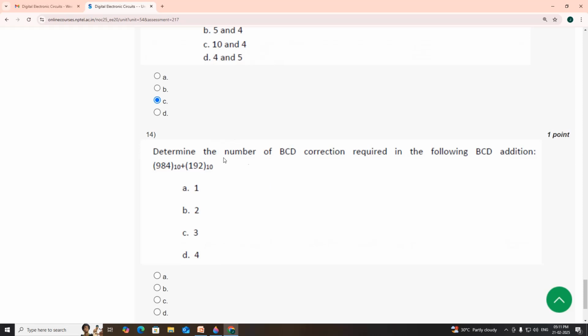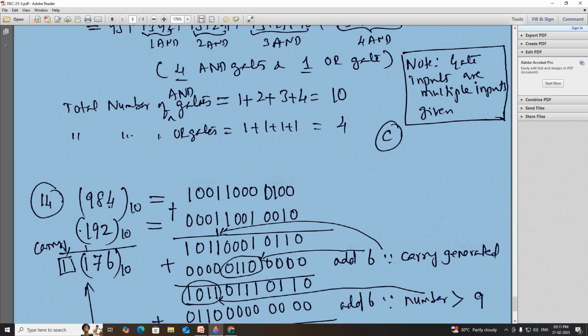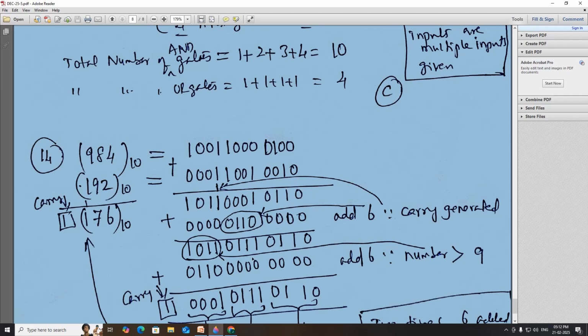14th, the last question: determine the number of BCD corrections required in the following BCD addition. So these two BCD numbers they have given. How to find the answer for this one? So 984, write this in BCD form, 192 in BCD form, and add these two numbers. Look here, for this BCD addition, for 8 and 9, a carry is generated. Because of this carry, I will be adding 6 at this position. For the remaining BCD positions, it is 0, 0.